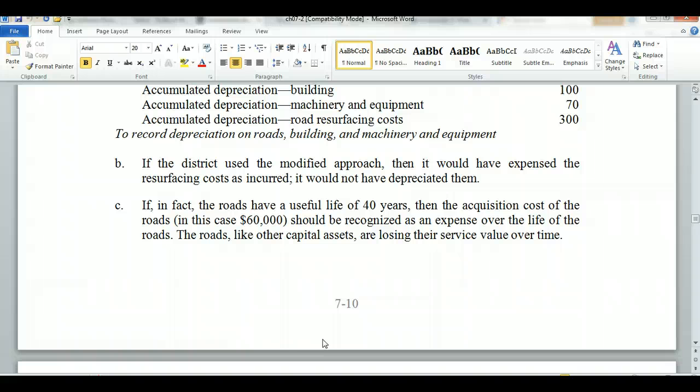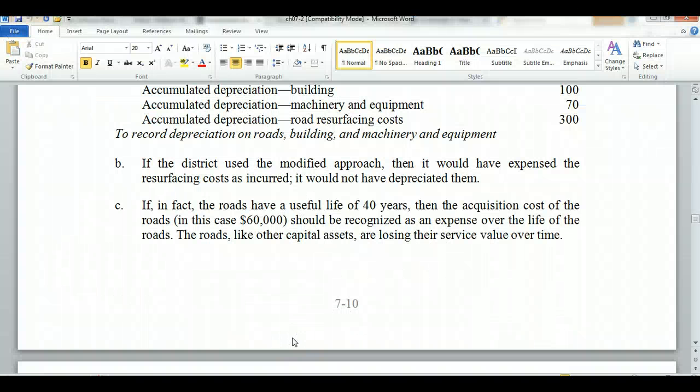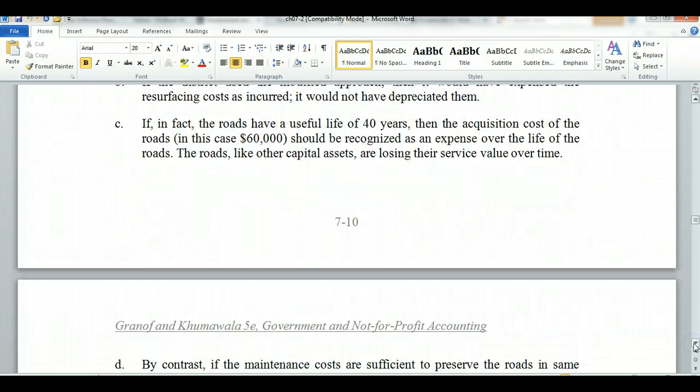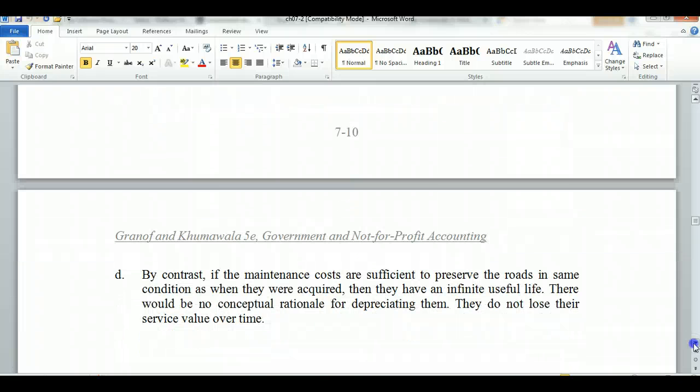And then if we look at C here, if in fact the roads had a useful life of 40 years, do you think it is sound accounting not to depreciate the roads? Well, this is no different from for-profit accounting or fund accounting. If the roads have a useful life of 40 years, it really should be amortized or expensed over the life of the asset, because truly those roads are losing some of their worth or value each year just by the wear and tear on those roads.